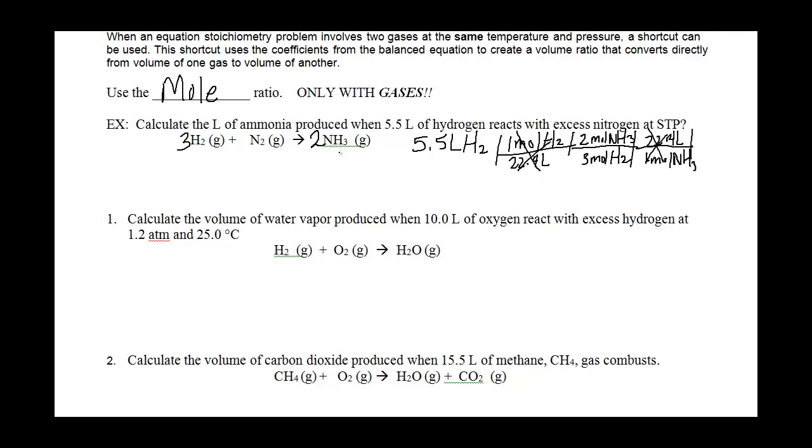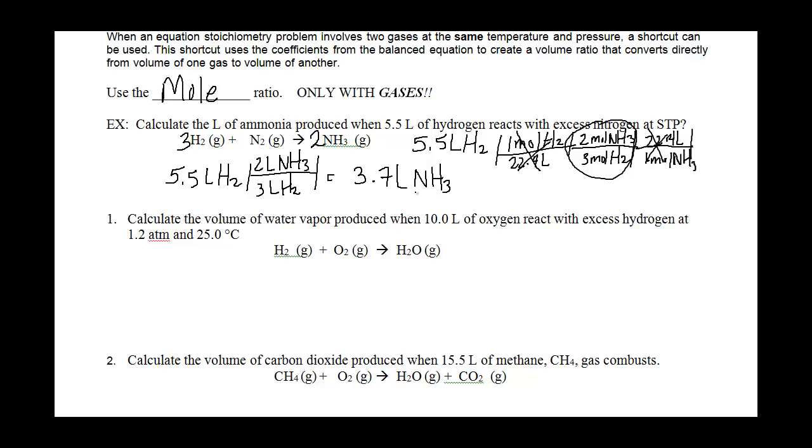We can use the mole ratio, but we're going to call it a volume ratio. So if I look at this, again, what am I starting with? 5.5 liters of hydrogen. So instead of calling them moles, we're going to call them liters. I know that I get 2 liters of ammonia for every 3 liters of hydrogen. So here's that same step right here. This is the only step, which is that mole ratio. So 5.5 times 2 divided by 3, I would get out 3 liters of ammonia.